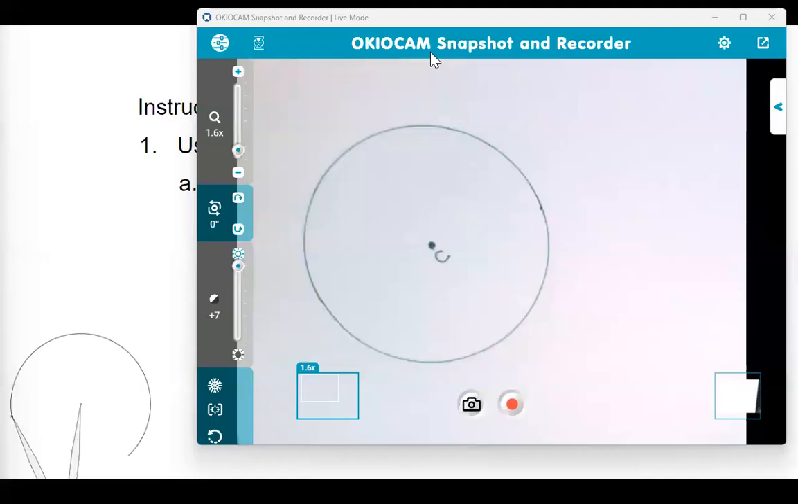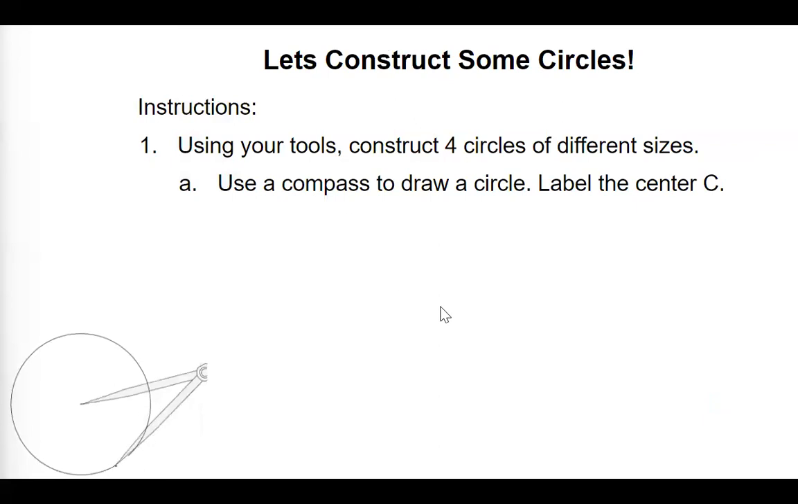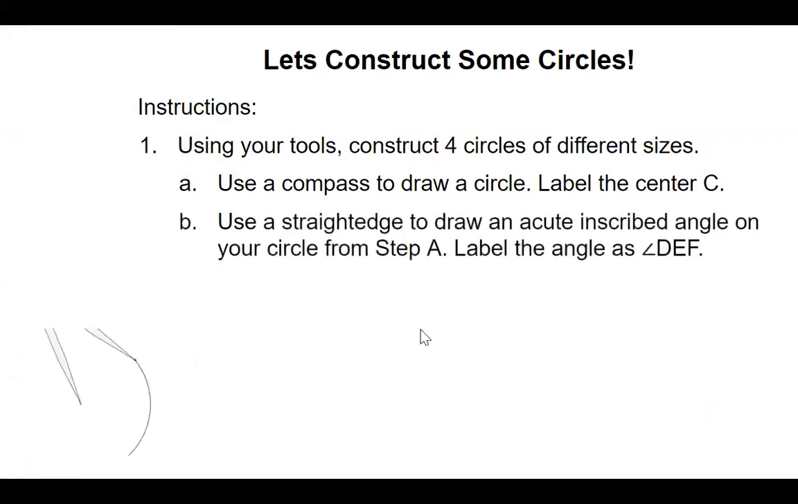Let me check. Some of you are done. The next part, we're going to draw an inscribed angle. The way we're going to draw this is to use a straight edge, whether it's this part or this part of our tool. As long as you have a straight edge, you're going to create your points and your chords, and create an inscribed angle that is acute. Make sure that acute is less than 90 degrees.